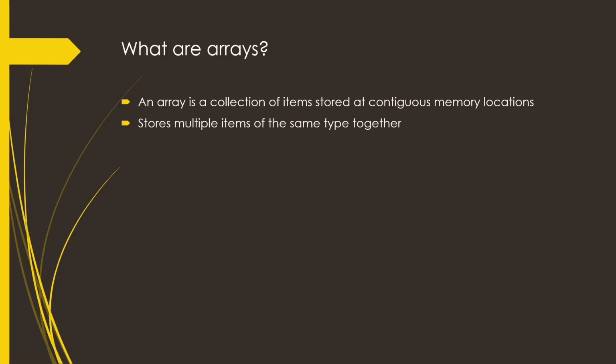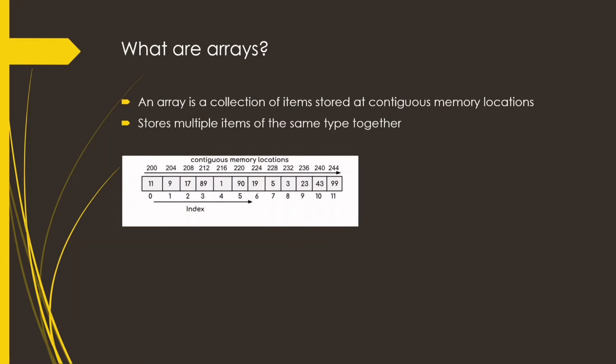An array stores multiple items of the same type together, which means that if it is an integer array, it will only store values of integer type, and if it is a float type array, then it will only store float type variables. Now this is the memory representation of a single dimensional array.